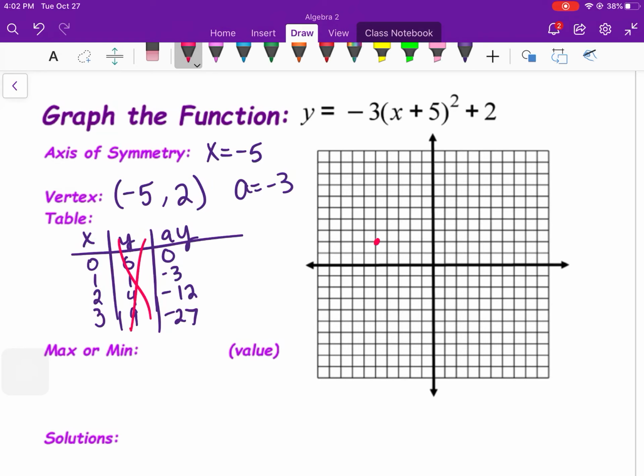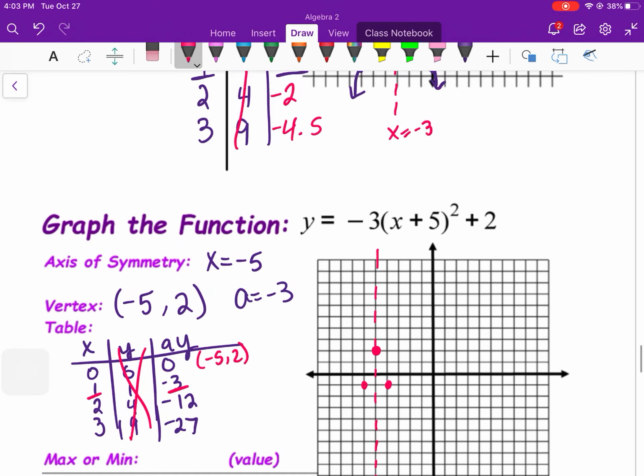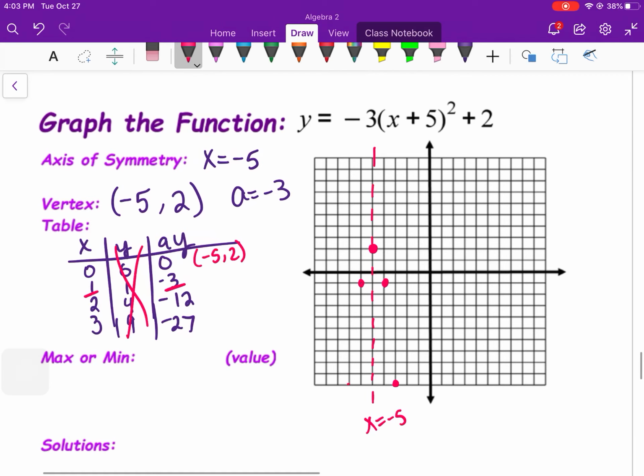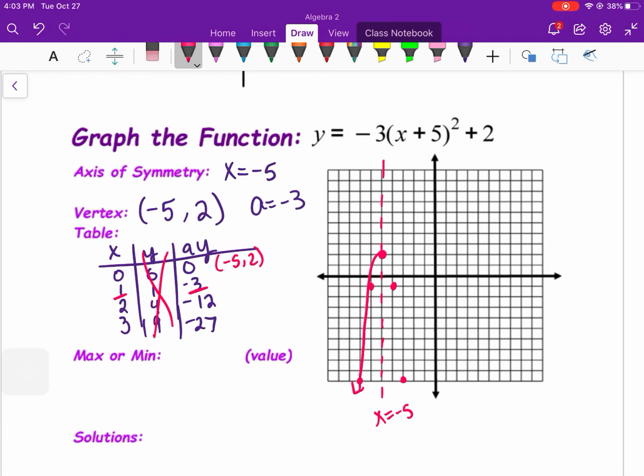Graphing the vertex, -5, 2, that's going to be my 0, 0 point. Then graphing the other one, over 1 down 3 from that vertex point, and then reflect it over the axis of symmetry, which was at x equals -5. And then over 2 down 12, which is the very bottom, and then reflect it over. And then trying to draw that parabola so it is more rounded.